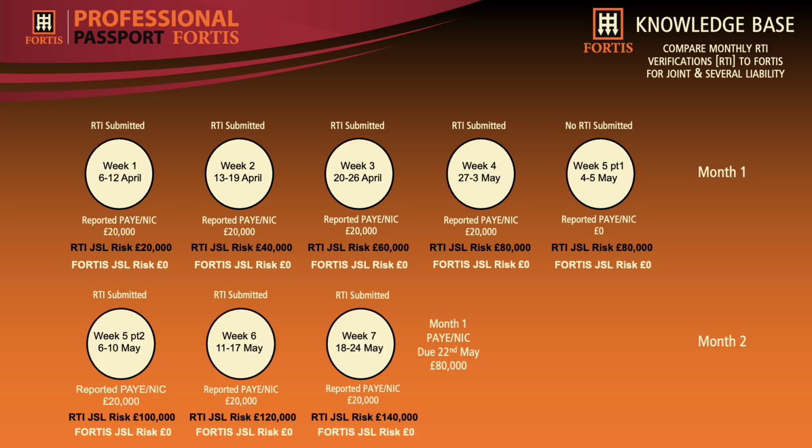Now we're going into the second of the monthly cycles. We roll the weeks up to 7. This is an important week for those that are using monthly RTI verifications. This is the week that payment is due for the PAYE liabilities incurred during month 1. So on the 22nd of May, this payment should be received by HMRC. You will note at this point the monthly RTI verifications have a potential joint and several liability risk of £140,000, whereas Fortis, as this has been settled as we've gone along, is still running at zero risk.